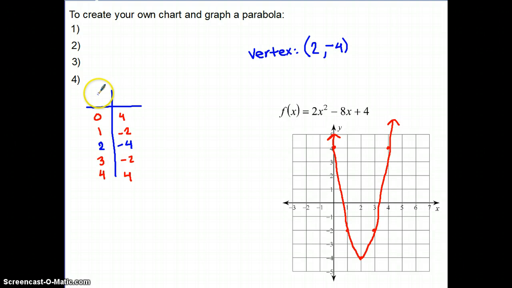Your chart and graph should look something like this. Your vertex should be here at the point 2, -4, giving you a minimum value of -4. Your axis of symmetry is that vertical line through the vertex, again having the form where x equals a constant number. And here, that constant number is +2. So the equation for your axis of symmetry is x equals 2.